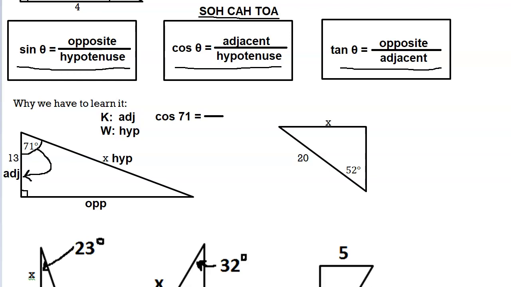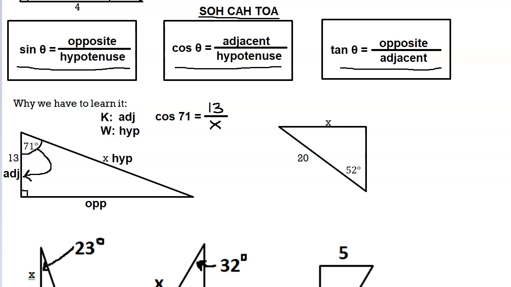Okay, so according to our rule, the cosine of 71 is equal to adjacent over hypotenuse. The adjacent side is 13. The hypotenuse is x. Okay, so that's what we're at right here so far. So the cosine of 71 equals 13 over x.